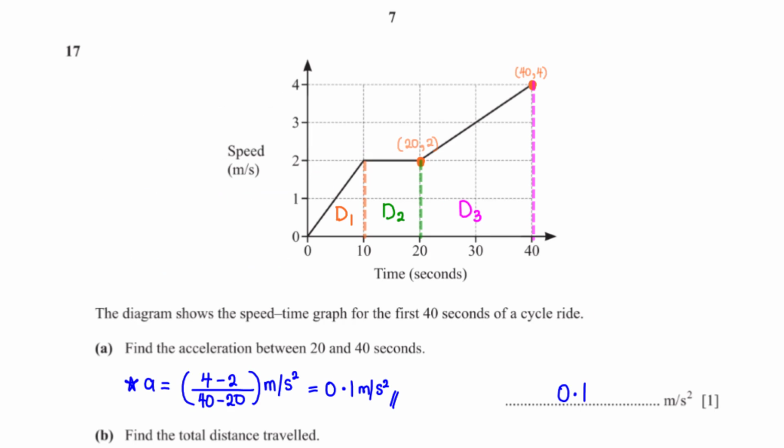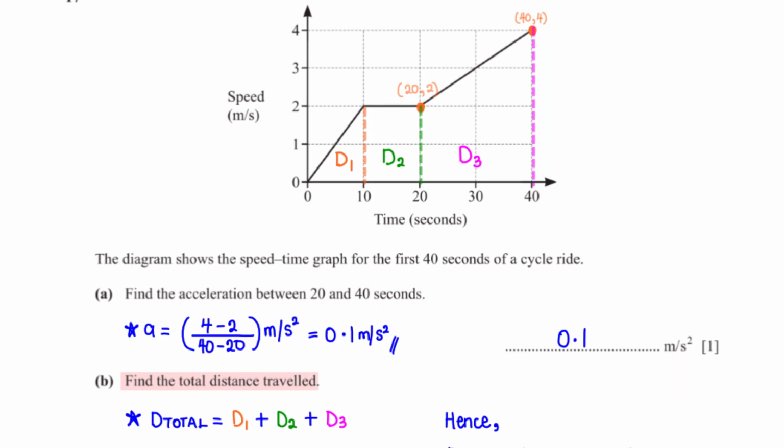The diagram shows the speed time graph for the first 40 seconds of a cycle ride. Find the acceleration between 20 and 40 seconds. The acceleration will be the gradient of the graph from t equals 20 to t equals 40. This gives us the acceleration as 4 minus 2 meters per second divided by 40 minus 20 seconds. When we type this into the calculator, we get 0.1 meters per second squared.